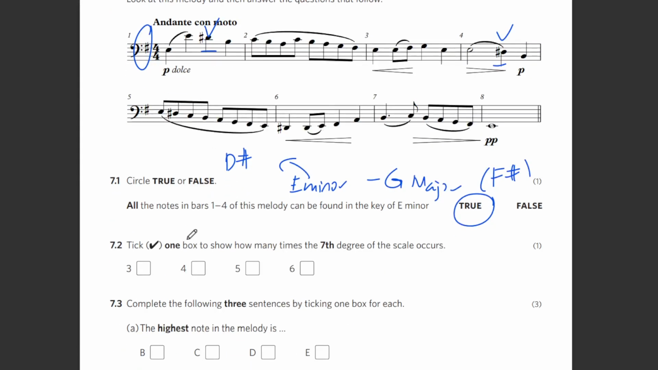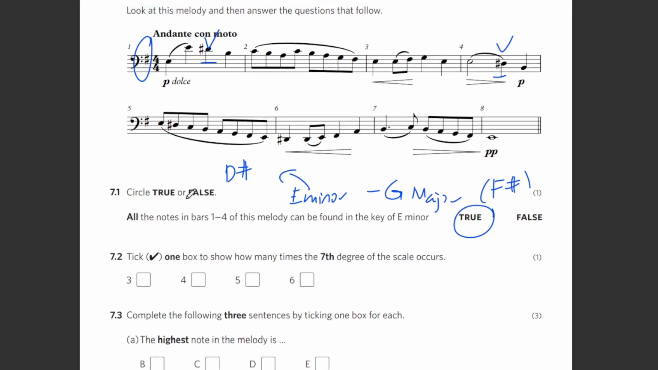Okay, 7.2, tick one box to show how many times the 7th degree of the scale occurs. 7.1 already tells you a clue that it is in E minor, right? And in E minor, the 7th note is D sharp. So let's look how many D sharps there are. I see 1 D sharp, 2 D sharp, 3 D sharp, 4 D sharp, 5 D sharp. So it is just 5 times. So the answer for 7.2 is 5.